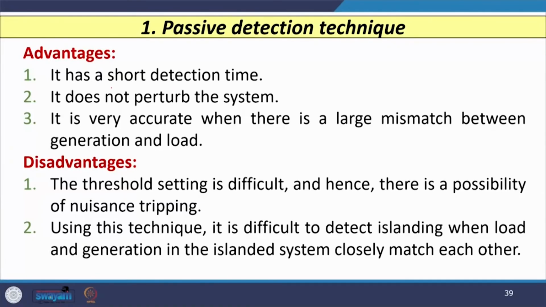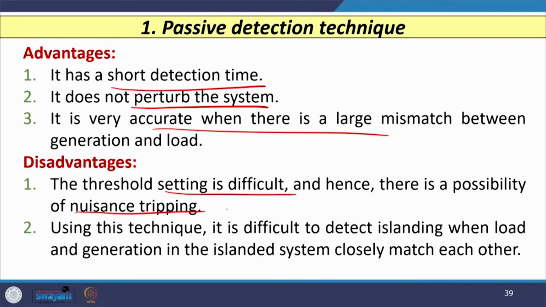Now, let us see the advantages and disadvantages of the passive detection technique. This technique has a short detection time, it does not perturb the system, and it is very accurate when there is a large mismatch between the generation and the load. However, threshold setting is very difficult, and hence there is a possibility of nuisance tripping. When no islanding condition exists, this type of scheme may maloperate. It is also difficult to detect islanding when load and generation in the islanded system closely match each other, and this condition is known as the perfect power balance situation.